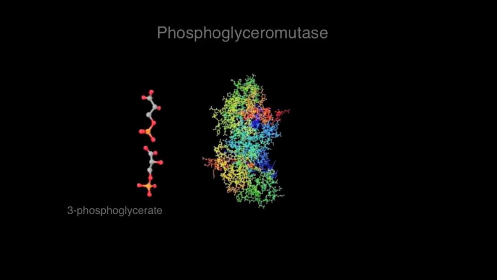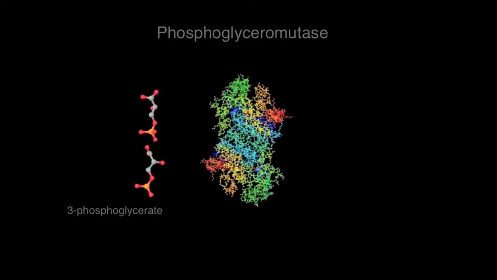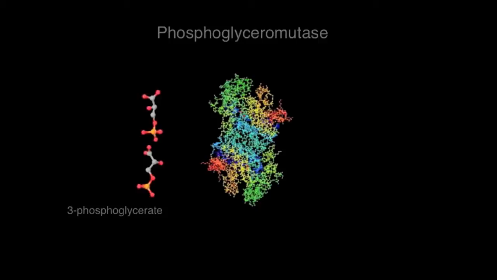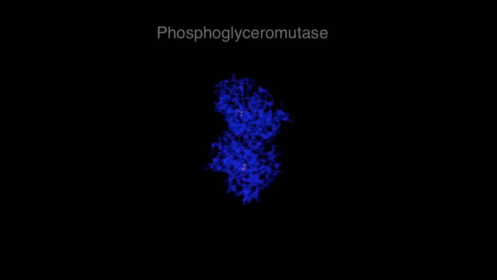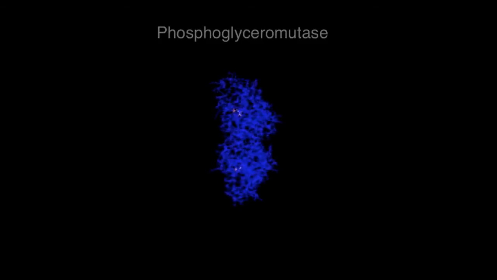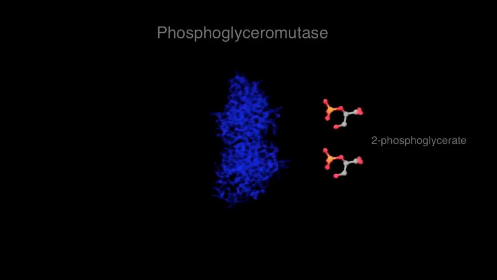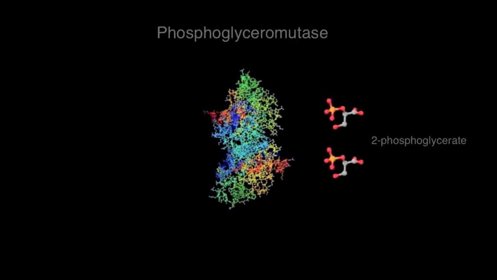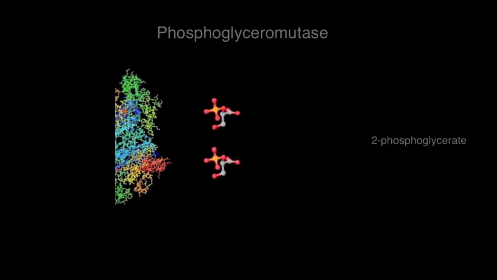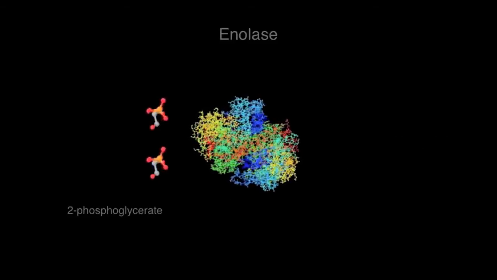Now we're ready to use phosphoglyceromutase to take 3-phosphoglycerate and move the phosphate group to the middle of the molecule, as we will see here. Now the phosphate has been moved to the center of this 3-carbon compound, and we have 2-phosphoglycerate.